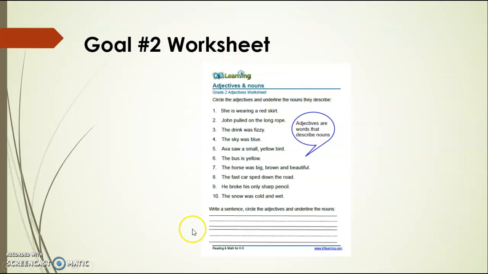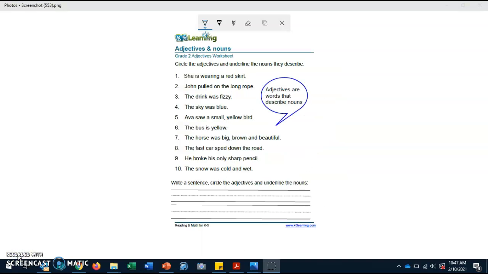So our worksheet for today is called K5 Learning Adjectives and Nouns. So if you can please take out this worksheet. In this worksheet, Matthew, it is asking, circle the adjective and underline the nouns they describe. Here they're giving us a sentence. We need to find the noun and the adjective. I will be doing 2 with you and you will be doing the rest on your own.